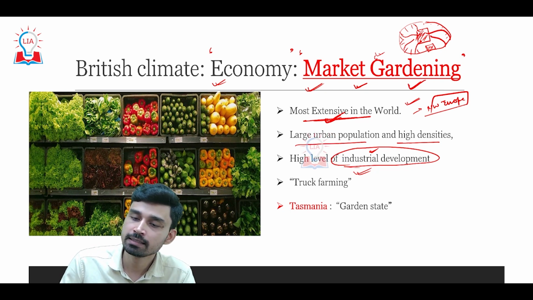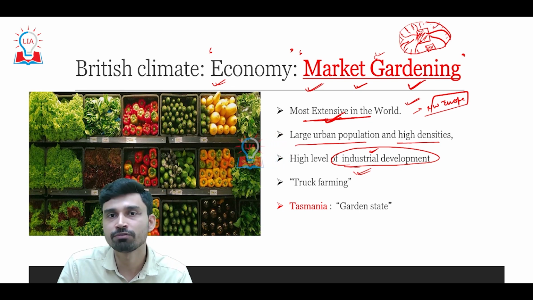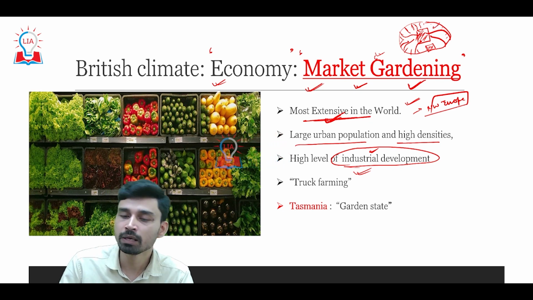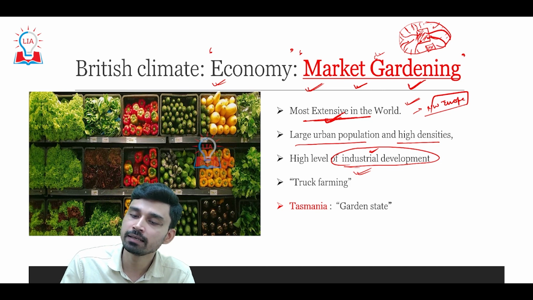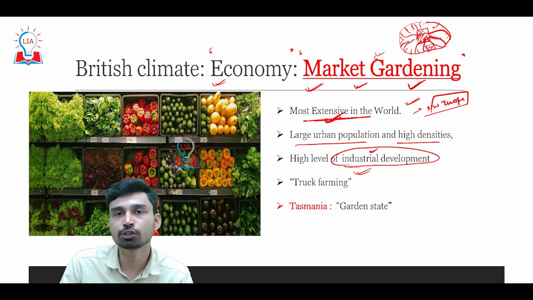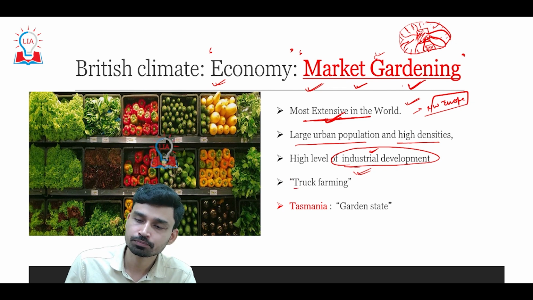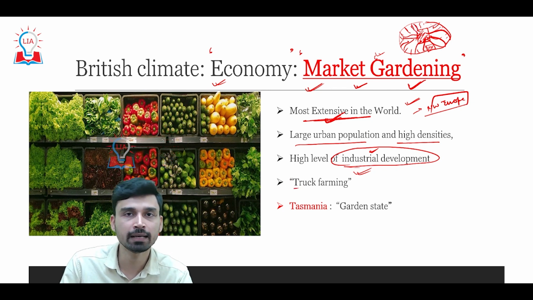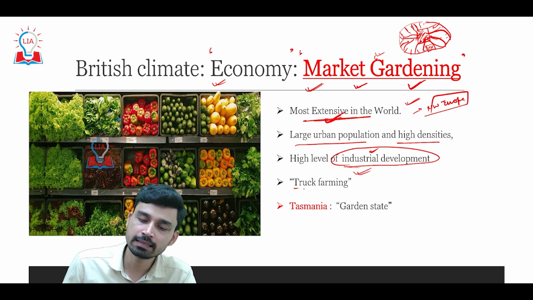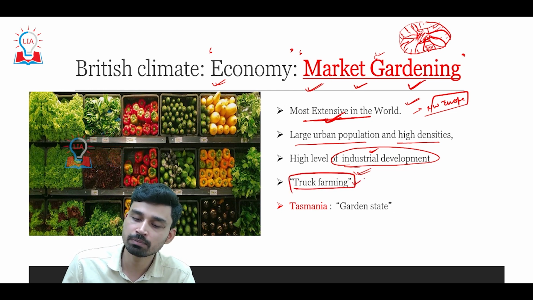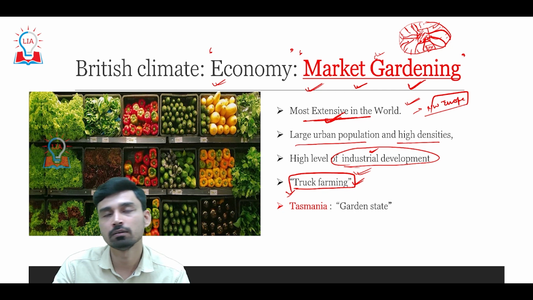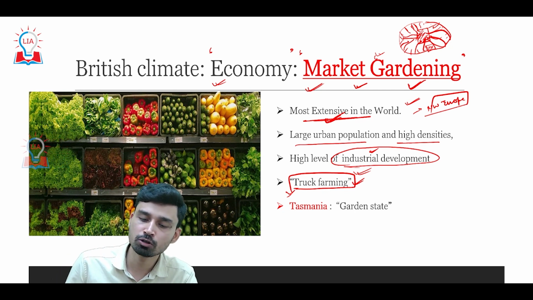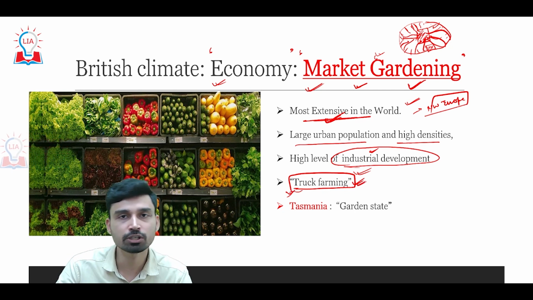Now obviously, since the products that are being produced around this market center are perishable in nature, for example fruits, vegetables, milk and milk based items, they need to be supplied to this market center, urban center, in a very short time period. That is why the entire area is connected very well with roadways, railways and other means of transportation, and these perishable products are supplied to the urban center via trucks and also ships many times. So that is why it is sometimes referred to as truck farming.